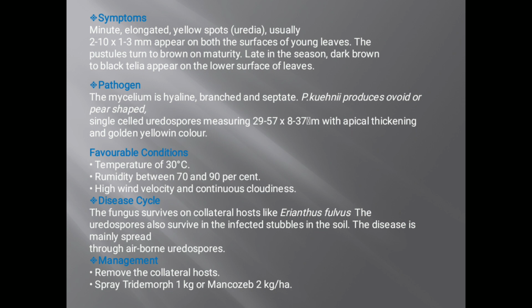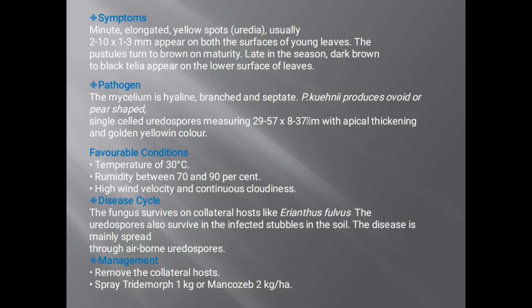The pathogen: the mycelium is hyaline, branched and septate, produces ovoid and pear-shaped, single-celled urediospores with apical thickening and a golden yellow color. Favorable conditions: a temperature of 30 degrees Celsius, relative humidity of 70 to 90 percent, high wind velocity and continuous cloudiness favor the disease development.